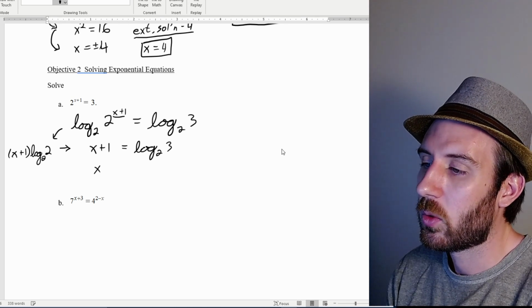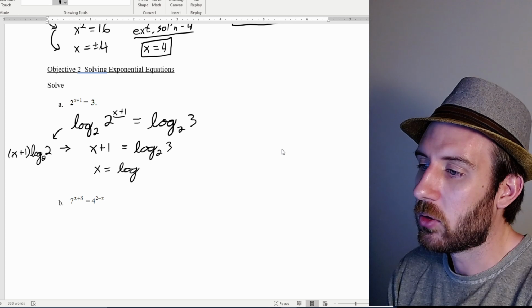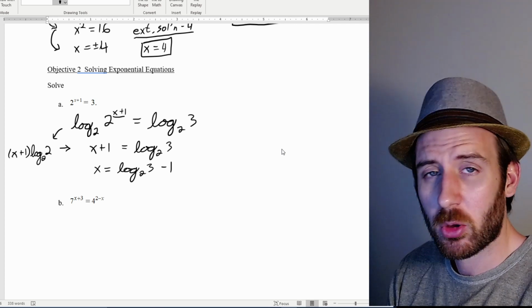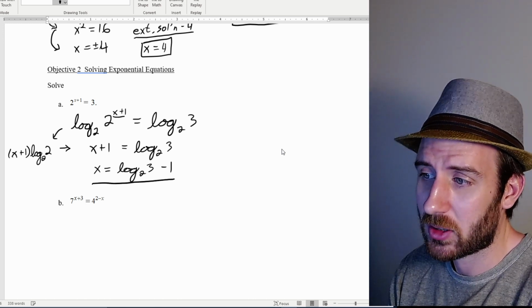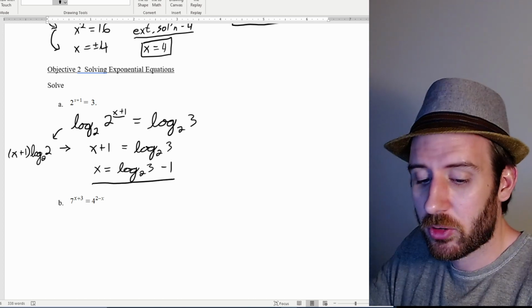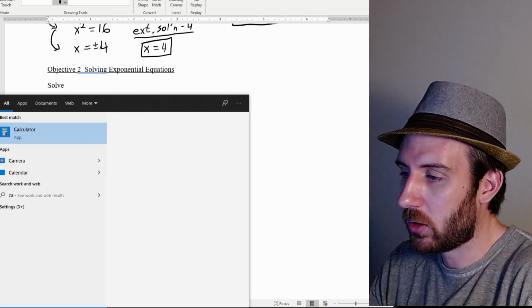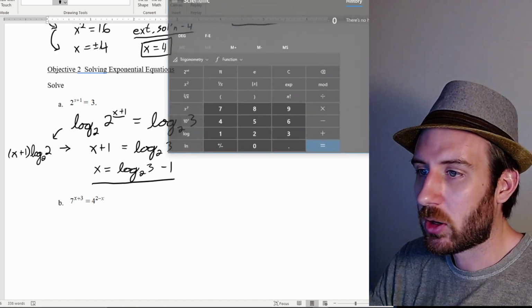And then we could solve for x. x would just be equal to log base 2 of 3 minus 1. Now, suppose we actually wanted to know the numeric value for this one. This actually is going to be the simplest way we can express the answer, but let's suppose that we wanted to build some intuition. We want to know exactly what this number would have been. I could pull over my calculator, we could take a look.